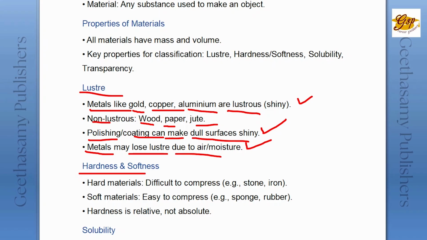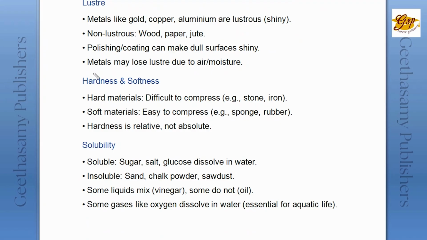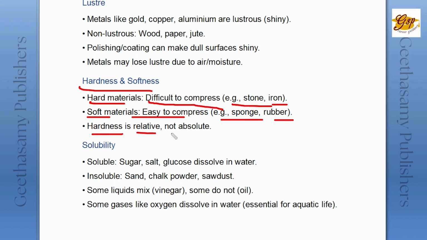Then hardness and softness. Hard material is difficult to compress, that is stone and iron. Soft material is easy to compress, that is sponge and rubber. Hardness is relative, not absolute. Then solubility. Soluble: sugar, salt, glucose dissolve in water. Insoluble: sand, chalk powder, sawdust.